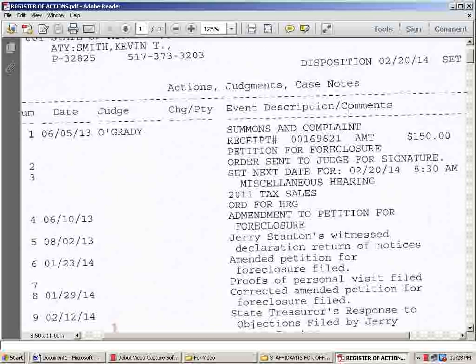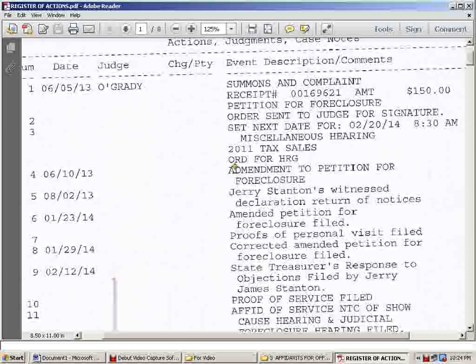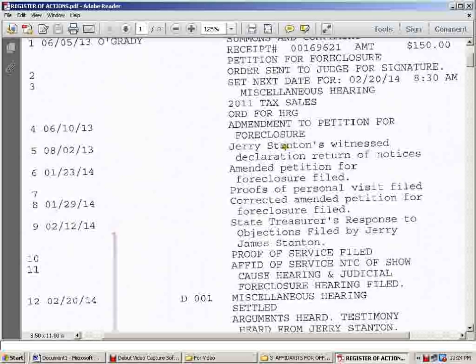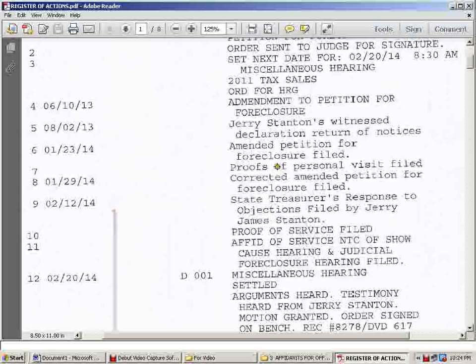So they put this back in June of 2013. And at the time they put in summons and complaint, petition for foreclosure, order sent to judge for signature, set next date 4/2/2014. They put it in, and they weren't going to do anything until 2/2014. Now they did put in an amendment. Jerry put in some paperwork, and so forth and so on.